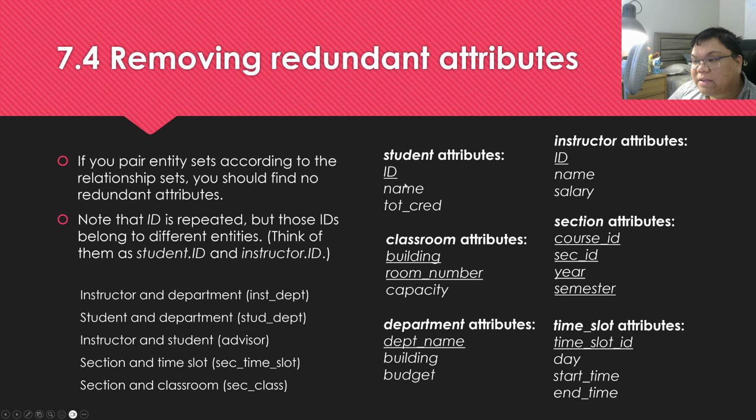No redundant attributes? How come student and instructor have their own IDs? Well, that's because they're their own IDs. To make it more clear, we could rename student ID into SID and instructor ID into IID. But the point is, these are 2 different IDs. They go by the same name, but they belong to different entities.